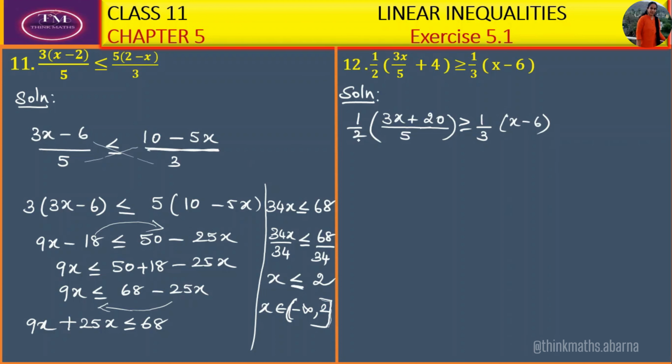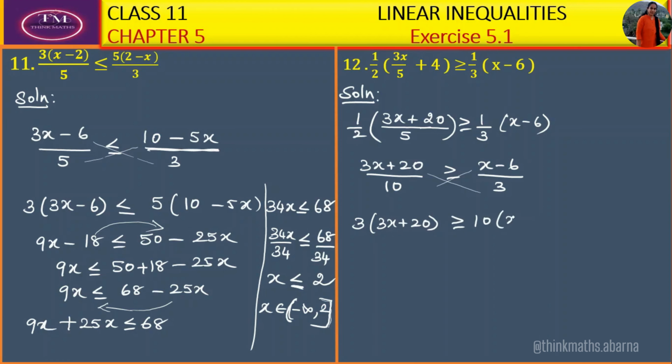Now what can we do? We can multiply the denominators here. So we will have 3x plus 20 divided by 10, 2 into 5, 10, greater than or equal to x minus 6 divided by 3. Okay. The next step is we can cross multiply. So 3 into (3x plus 20) greater than or equal to 10 into (x minus 6). So 3 3s are 9x plus 3 into 20 is 60, greater than or equal to 10 into x is 10x minus 10 into 6 is 60.